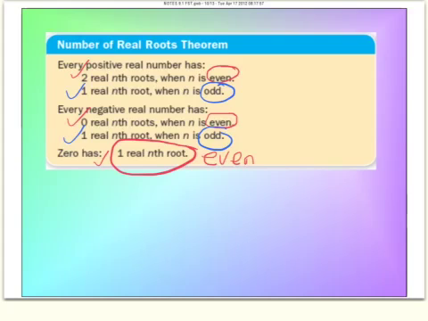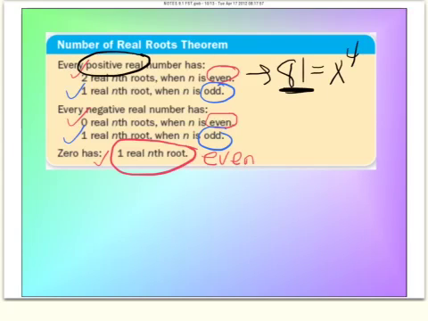So let's just clarify real quickly the difference. The one that's going to have the even, will have 2 real roots is this: 81 is equal to x again to the 4th power. They're saying for every positive real, if this is a positive number, you're going to have 2 answers. And in this case, it was -3 or +3.